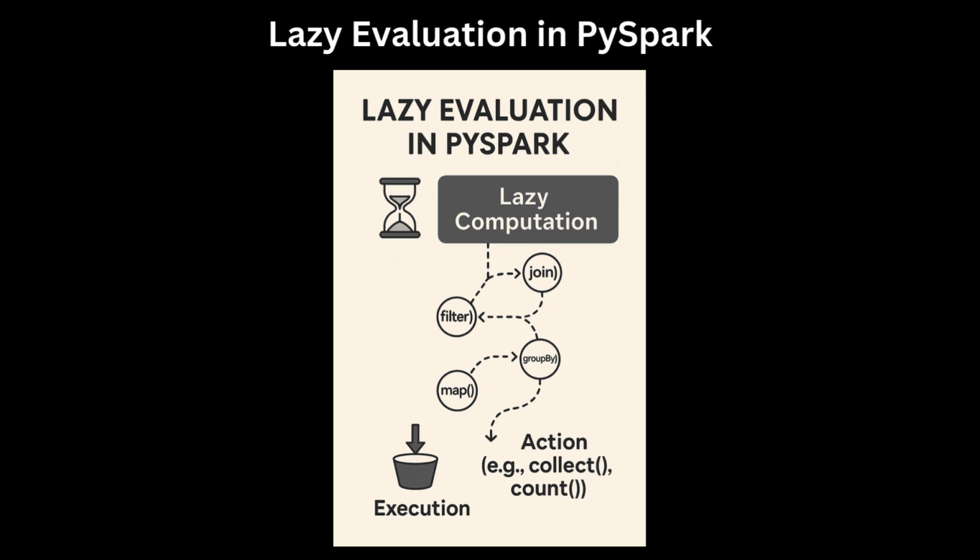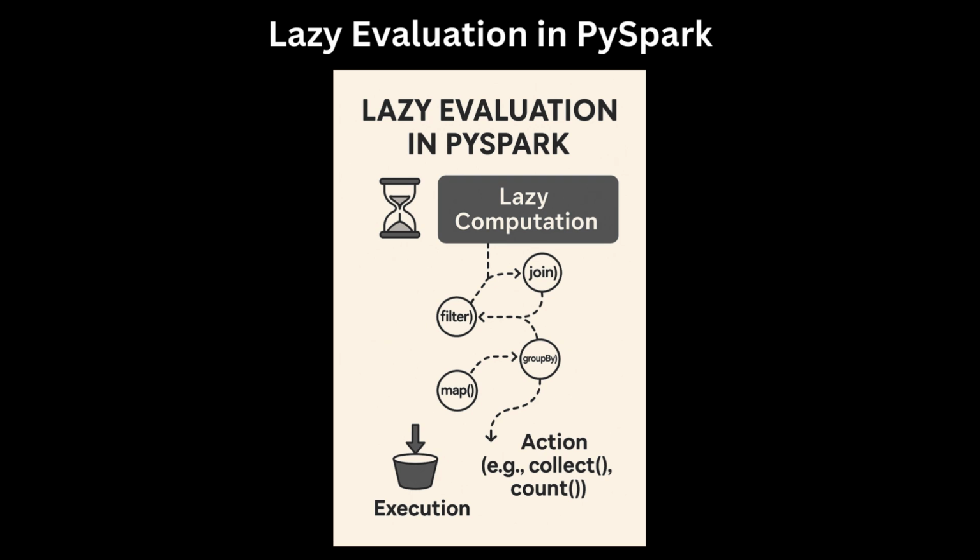Spark looks at the entire chain of transformations and performs what's called pipelining, combining stages efficiently to minimize execution time. It's like planning a road trip with the shortest and fastest route before hitting the road. Second, it prevents unnecessary computation. If a transformation is defined but never used in an action, Spark skips it entirely. That means faster jobs and lower resource usage.